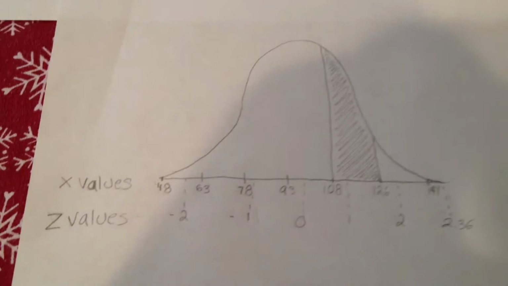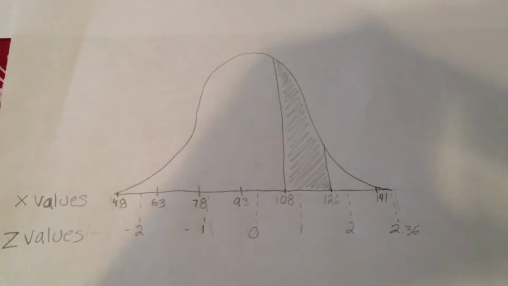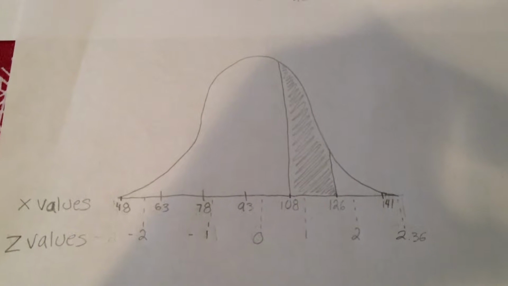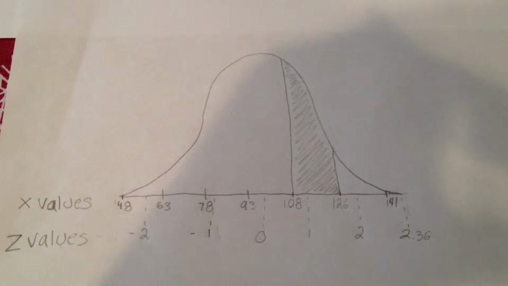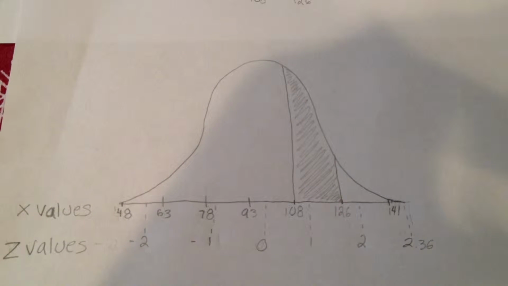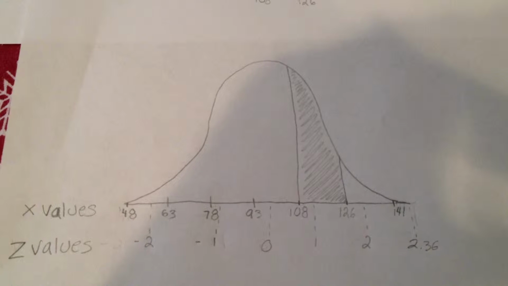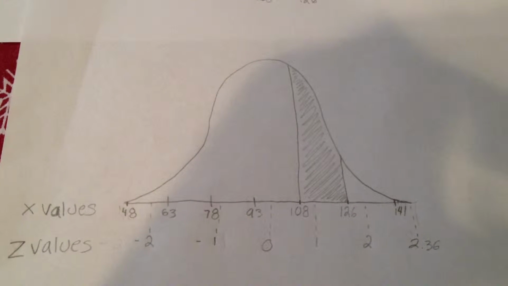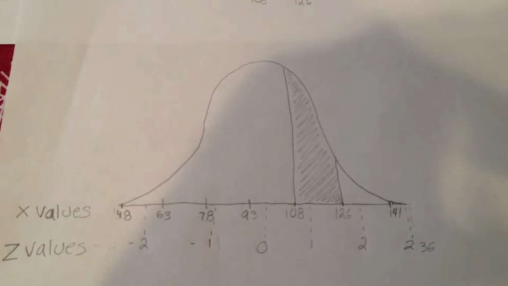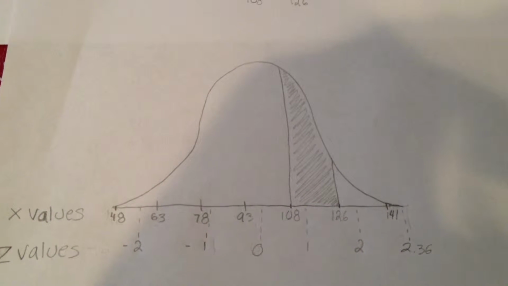Now to find our x values, you take our standard deviation, which is 15, and you would subtract it to get the lesser values, or you would add it to get the higher values. Like you take 108, subtract 15, you get 93. Take 93 minus 15, you get 78, and so on. Or if you're adding it, you take the higher number, which is 126, add 15, and you get 141.